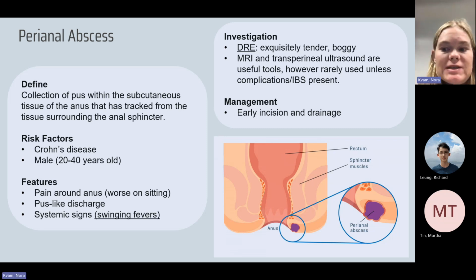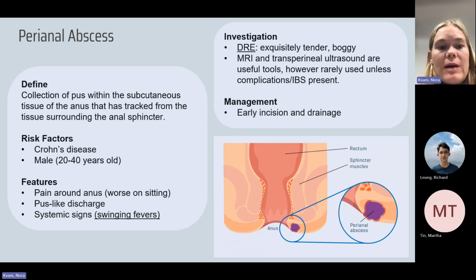Most abscesses are caused by non-specific obstruction, and that causes infection over time. But other causes can be Crohn's disease, trauma, or cancer. And the symptoms include pain around the anus, which is worse when sitting, pus-like discharge, and then swinging fevers. Swinging fevers, if you haven't realized so far, are always typical in abscess. So an abscess anywhere in the body, in the brain, in the lungs, swinging fevers is a symptom of an abscess.